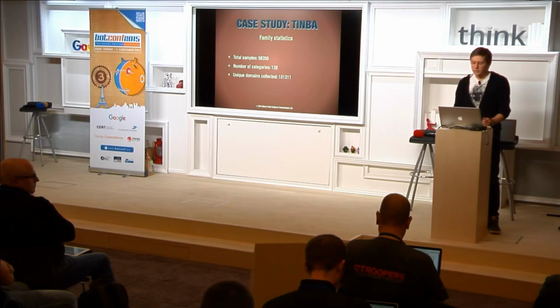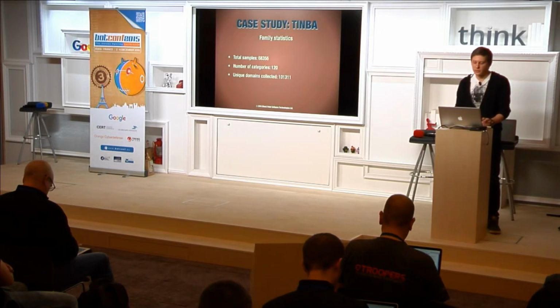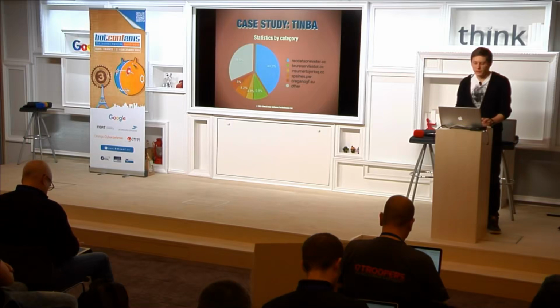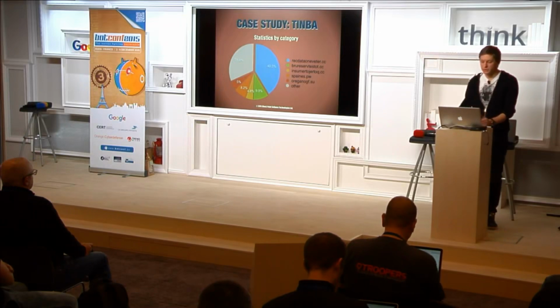So let's take a look at a specific family, for example, the well-known TINBA. We've got more than 68,000 total samples processed just for TINBA. 120 unique categories were detected, and more than 100,000 unique domains collected just for this family. Here are the statistics by category for TINBA. We can see the most prevalent categories here, and this is really useful for intelligence guys, so they can see which category is prevalent at the moment.